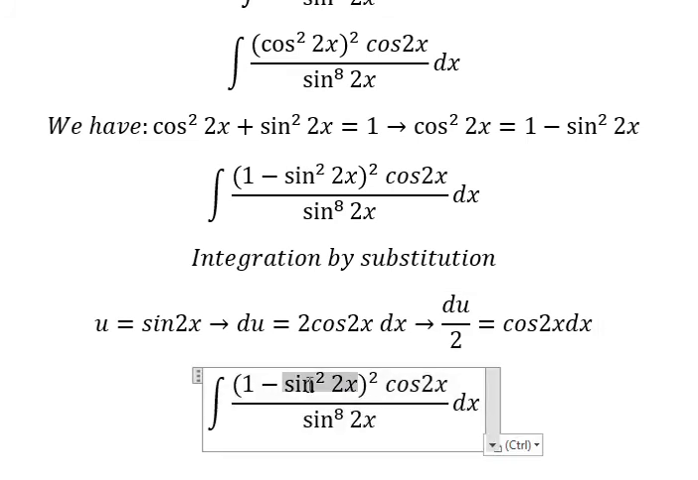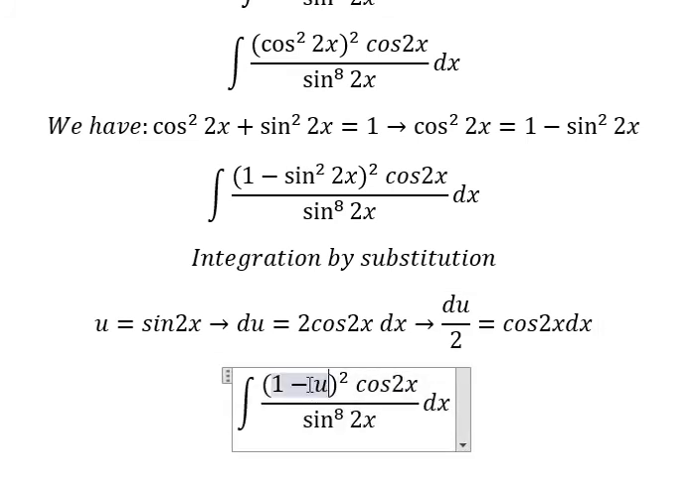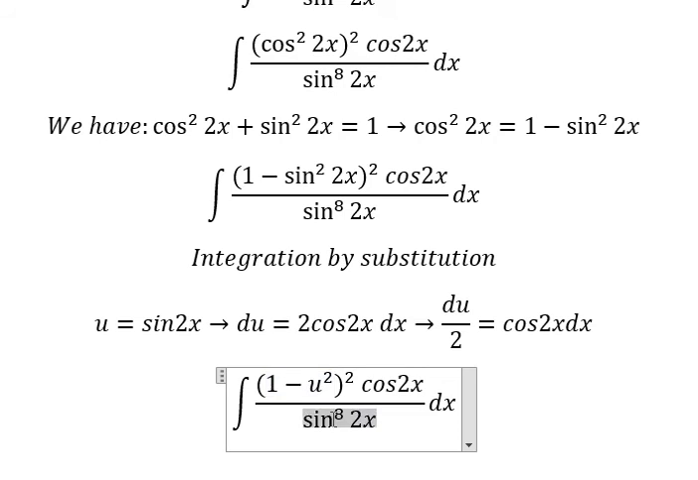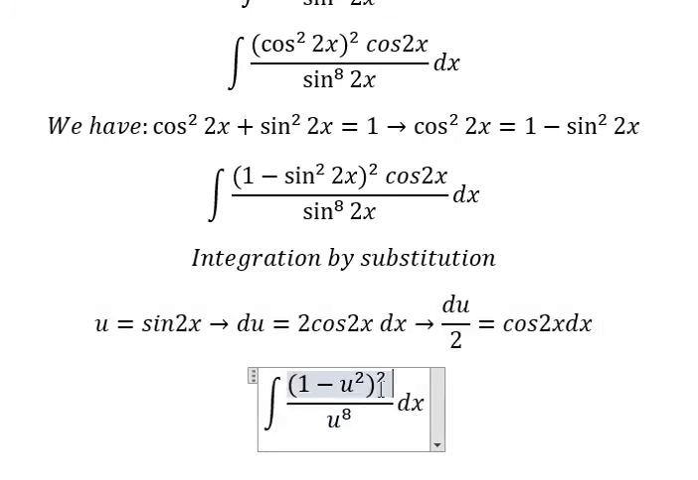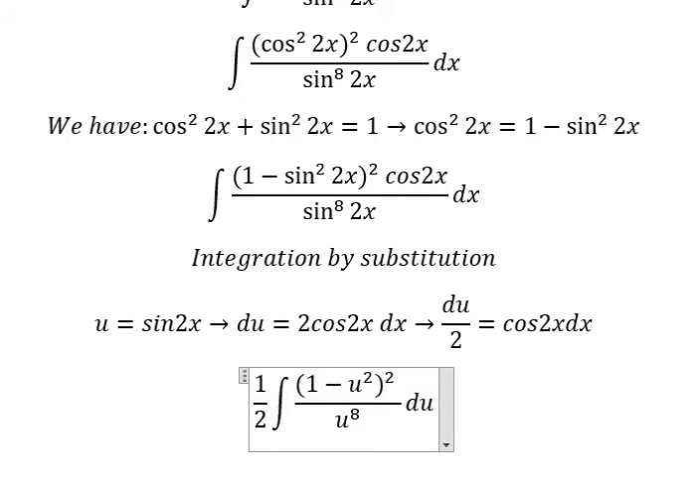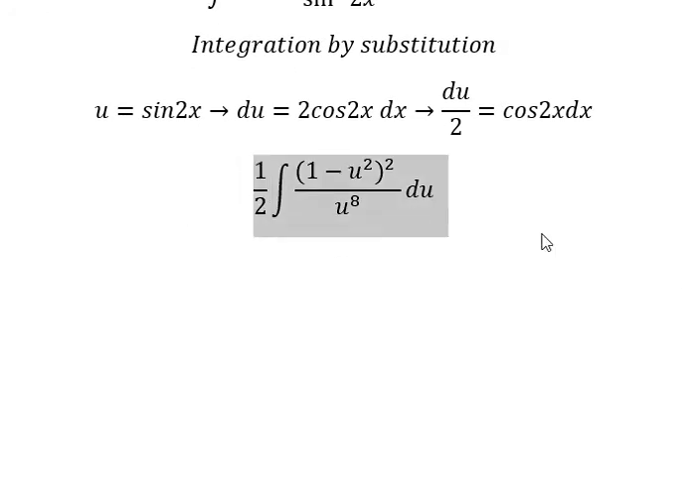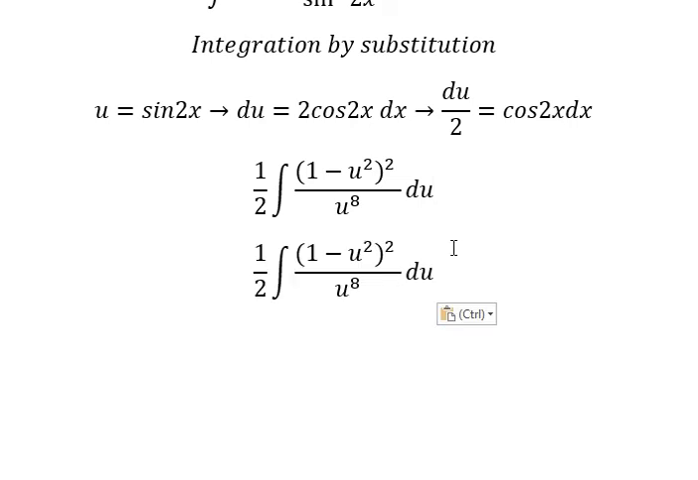So this one we change to u, so we have u squared. This one we change to u, we have u to the power of 8. Cosine 2x dx we change to du over 2. Now we need to expand this one.